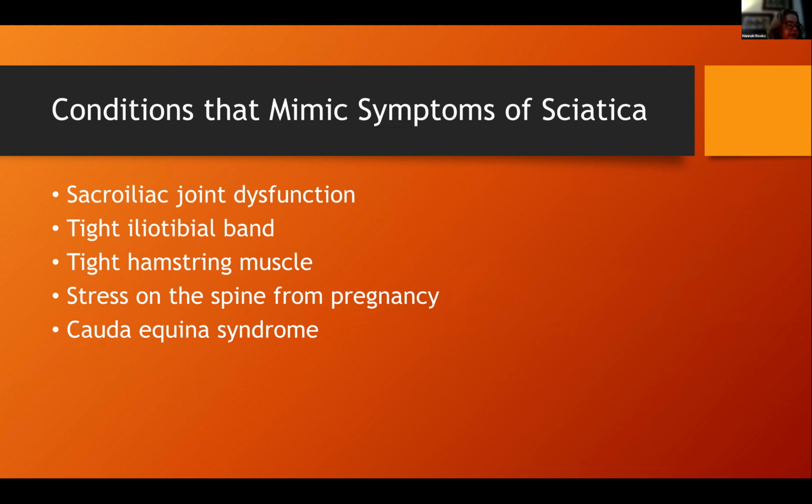Stress on the spine from pregnancy, and there's also cauda equina syndrome, which is caused by a herniated disc pressing down on the cauda equina nerve roots at the end of the spine, and this can cause a radiating pain, weakness, potential bowel or bladder incontinence, and progressive motor or sensory loss. This is a medical emergency that should be addressed immediately to prevent any permanent problems. And if radiating pain stays in the buttock area and doesn't travel down the leg, or only travels halfway down the thigh, it is less likely to be sciatica.